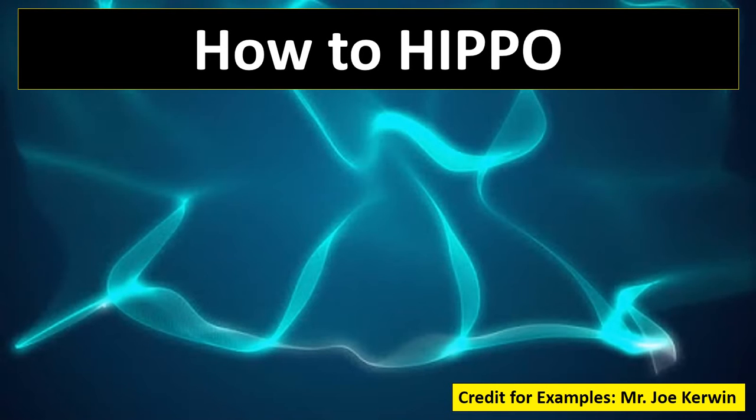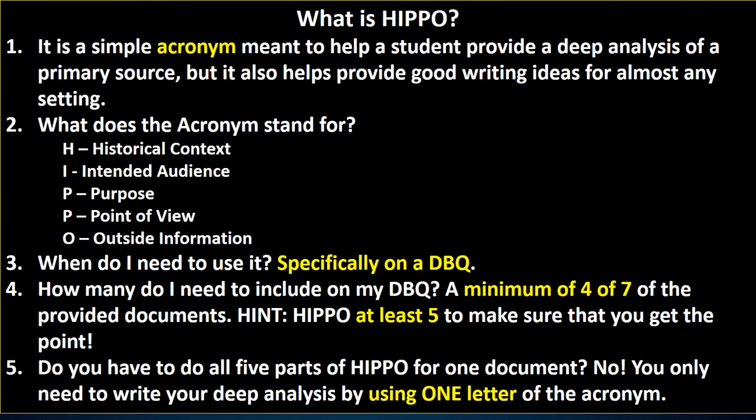Hey AP students, in this video we're going to discuss how to HIPPO a document on a document-based question, a DBQ, and I'll give you many examples of how to get this done. First off, let's talk about exactly what HIPPO represents, what it means. It's an acronym meant to help you provide a deep analysis of a primary source, but it also helps provide just good writing ideas for almost any setting. What does the acronym stand for?